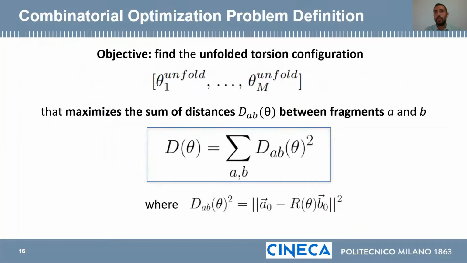Okay, so in mathematical terms, this means maximizing the sum of the distances D_AB, which depend on the angle theta. The distance D_AB is the distance between fragment A and fragment B. Theta enters into play, as you can see, in the rotation matrix R(theta), which is the multiplication of all the rotation matrices associated with the bonds, with the torsions that belong to the shortest path between fragment A and fragment B.